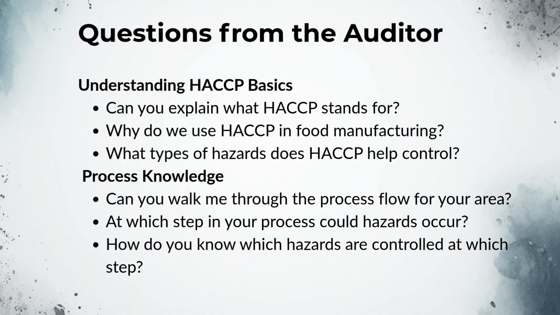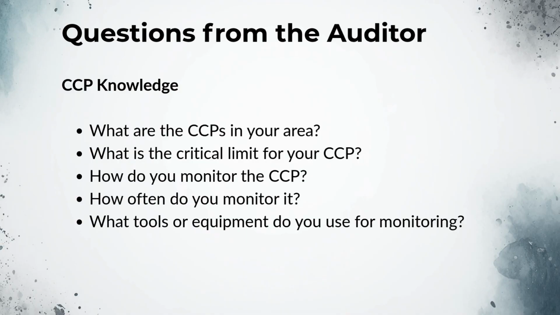Next, auditors often check your process knowledge. They may ask you to walk them through the process flow in your area, identify where hazards could occur, and explain how those hazards are controlled. For CCP operators, auditors will ask very specific questions. They may ask, what is the CCP in your area? What is the critical limit? How do you monitor it, and how often? And what tools or equipment do you use for monitoring?